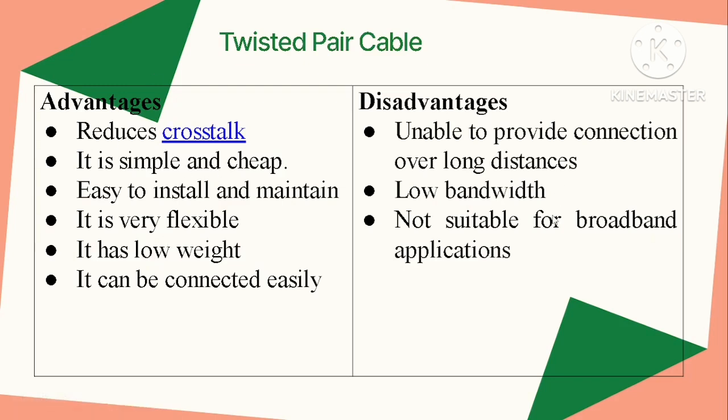And what are the advantages and disadvantages of twisted pair? Twisted pair reduces crosstalk. It is simple and cheap. So if you are asked in a case study to suggest a wire which is simple and cheap or economic, you can suggest this one, Ethernet cable. Easy to install, and maintenance is also easy. It is very flexible. It is not rigid like optical fiber is rigid. But this is flexible. Weight is less. Easy connection is possible.